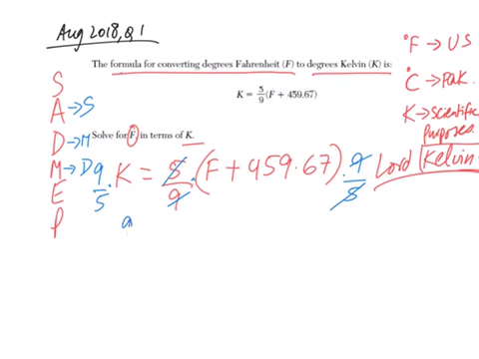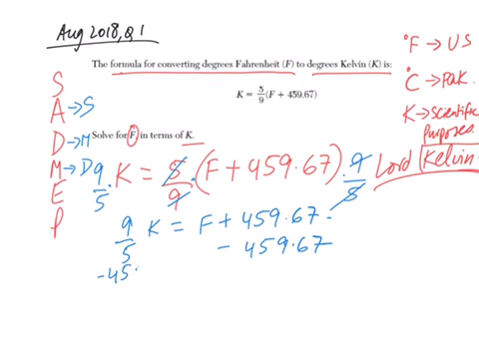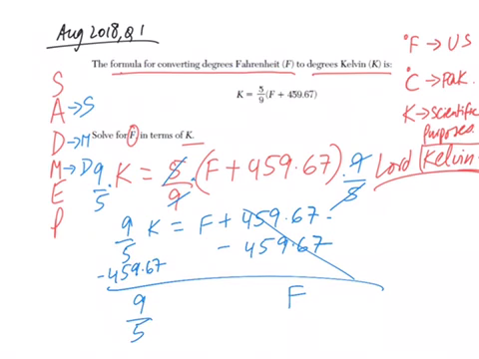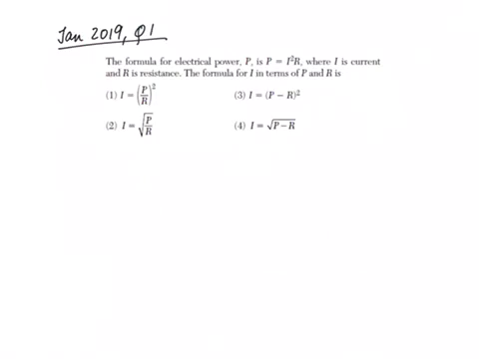So now we have 9/5 K is equal to F plus 459.67. Then that's an addition, so let's subtract. This can cancel. This is F equals 9/5 K minus 459.67. That's our answer.